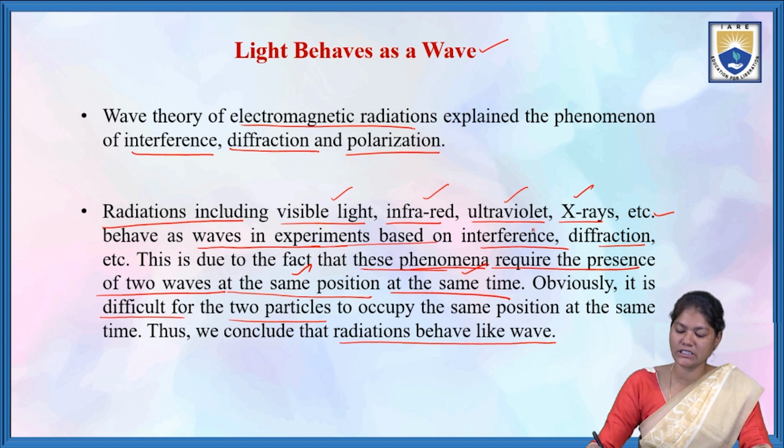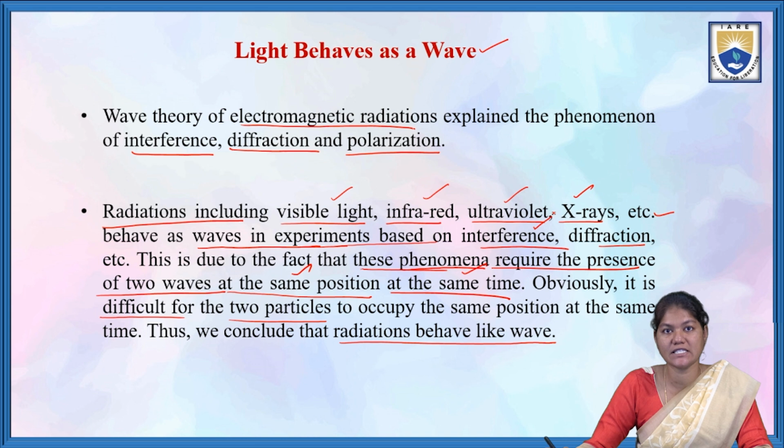When we talk about interference, it is the distribution of intensity, or else we can say that the modification of intensity in the region of superposition is called interference. So there we have to modify the intensity distribution, which means that we have to take two waves.